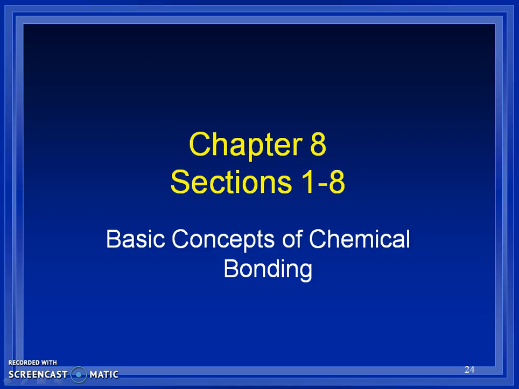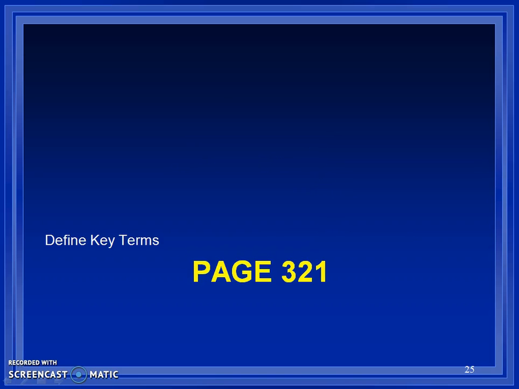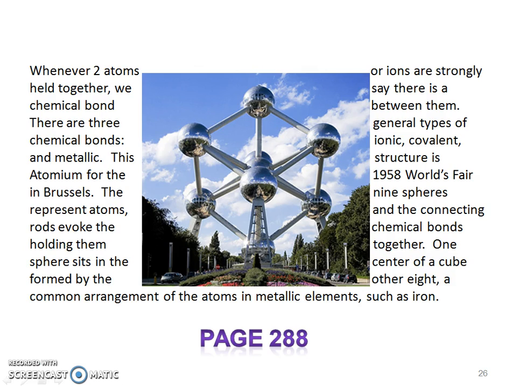This is Mrs. O'Neill for AP Chemistry, Chapter 8, Section 1. Chapter 8, the basic concepts of chemical bonding. Refer to page 321 for those key terms that you should know the definitions of.